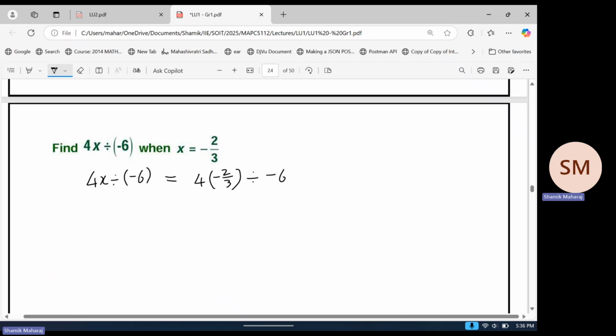Division by -6 doesn't change. Now this is multiplication because of the bracket. So this can be rewritten as, if you prefer, 4. We could rewrite 4 as 4/1, if you prefer that. Multiplied by -2/3. And the divided by -6 does not change.